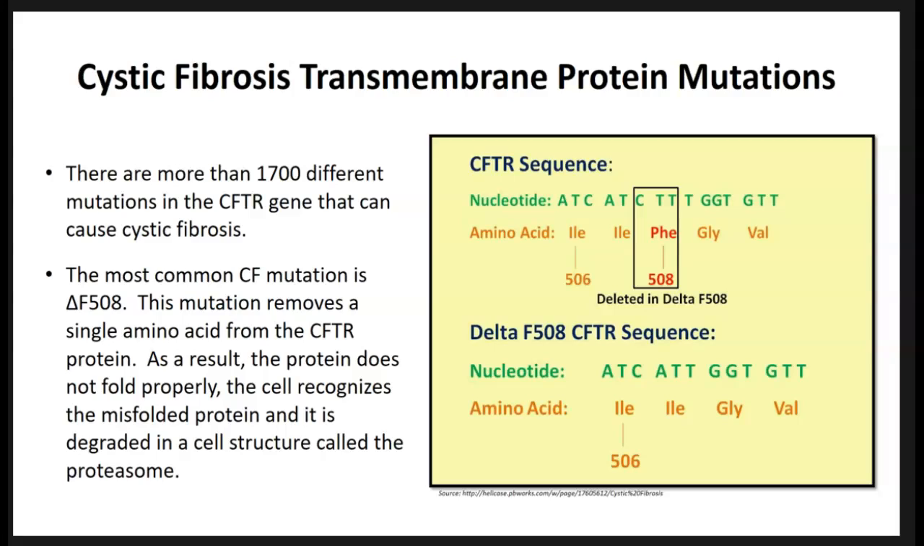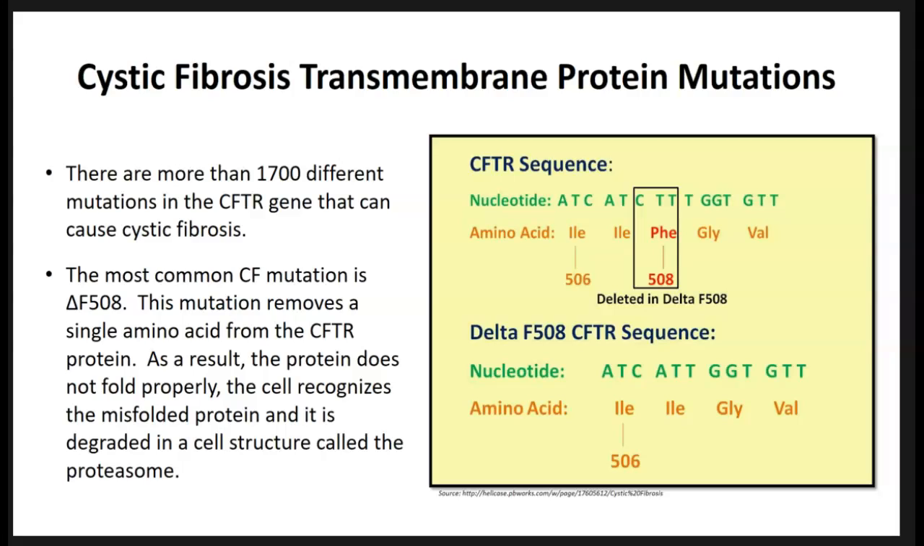F508. In this variation of the nucleotide sequence, 3 nucleotides are deleted in the middle of the CFTR gene, the nucleotides C, T, and T, and that causes the amino acid sequence that is translated from this gene to lose one of the amino acids. This deletion of an amino acid from the protein causes the protein to be misfolded.